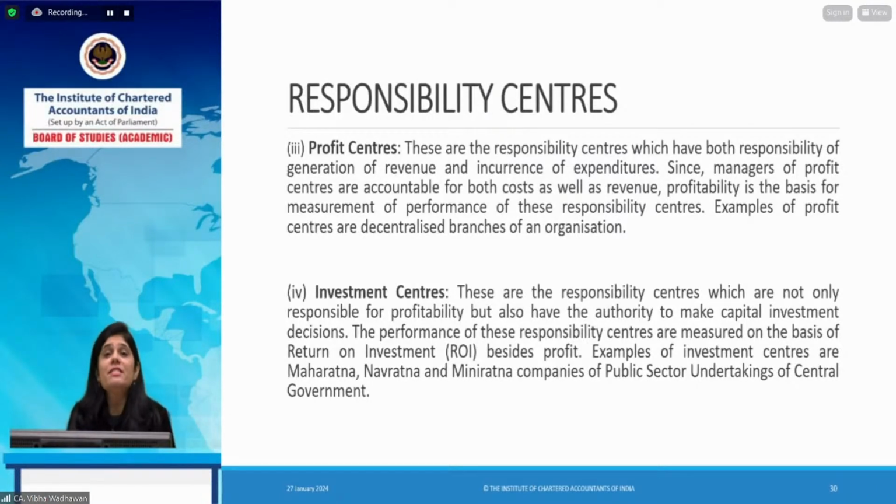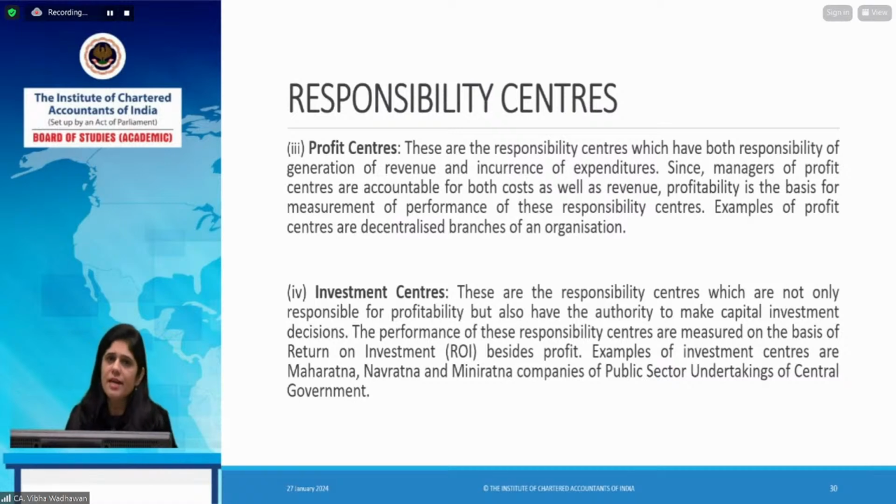Investment center. Investment center में सब कुछ होता है. Cost will also be incurred, revenue will also be generated, profit will also be generated, plus they are also allowed to do investments on their own. प्रॉफिट सेंटर में branches investment नहीं करती हैं, investment सिर्फ head office करता है, वो सिर्फ branch को चलाते हैं, profit देते हैं. But investment centers do everything. So the best example are the public sector companies. They function under the government. All right. So public sector companies, they function under central government and state government, but they generate profit also and they do investments also on their own. Clear? So these are investment centers.